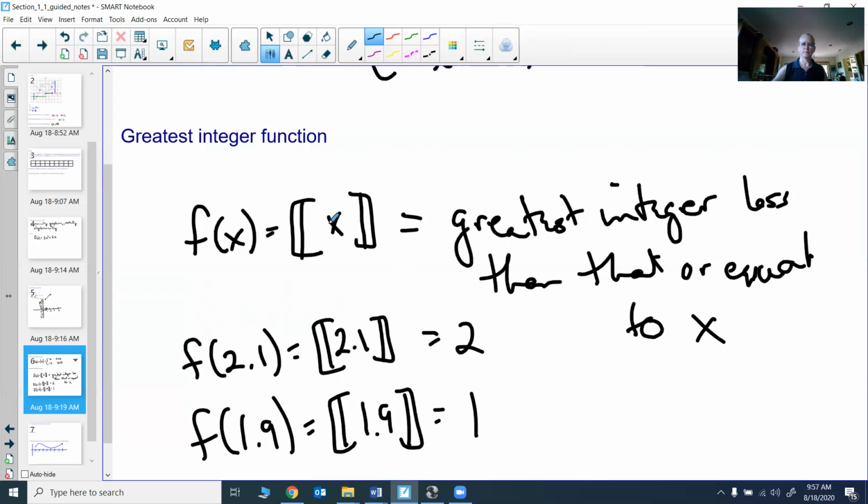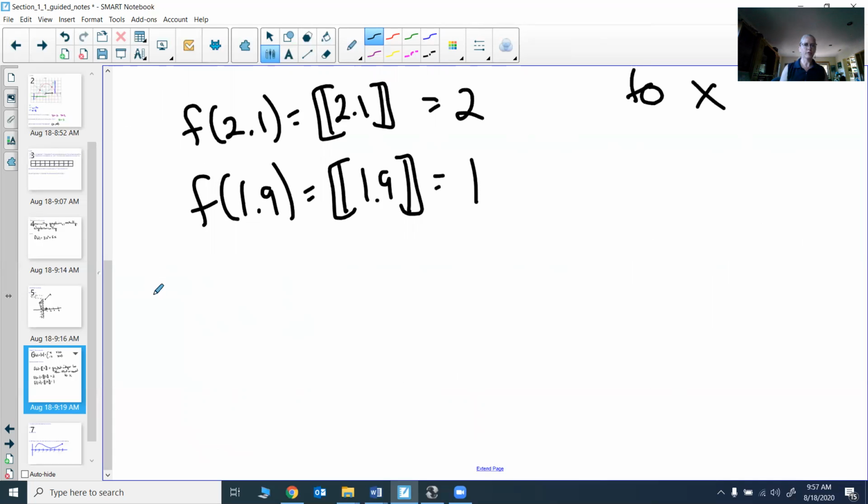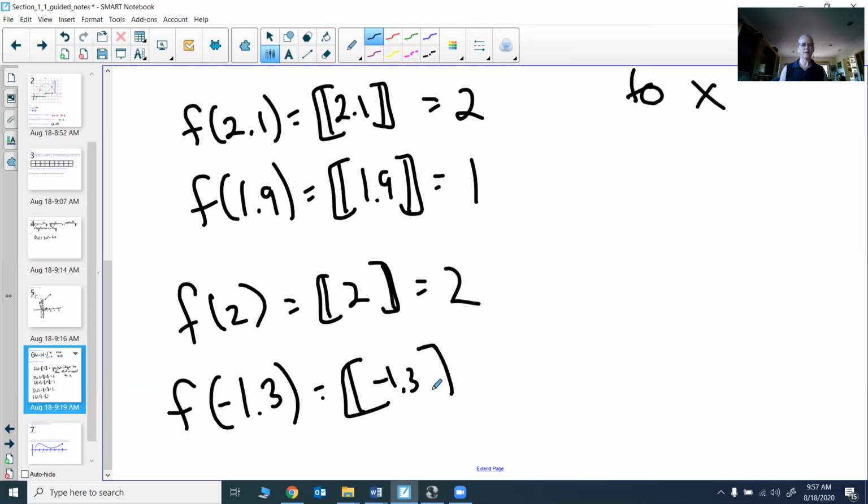So in other words, if you wanted f of 2, the greatest integer less than or equal to 2 is, of course, 2. Just one more: if we wanted f of -1.3, the greatest integer less than or equal to negative 1.3 is not negative 1, it's negative 2.